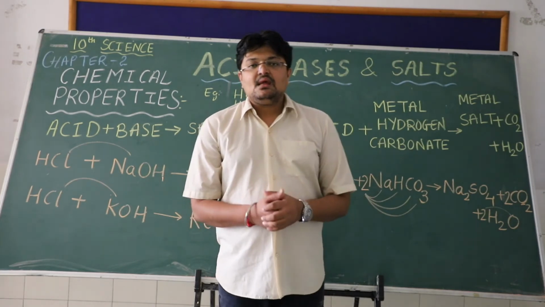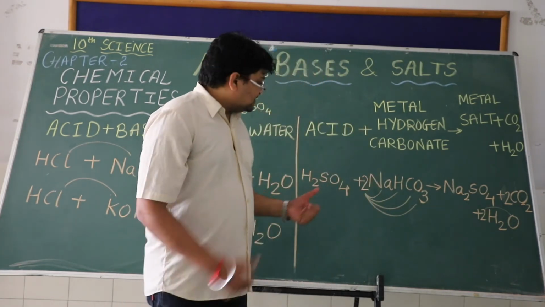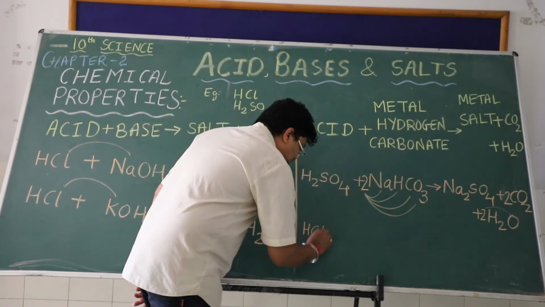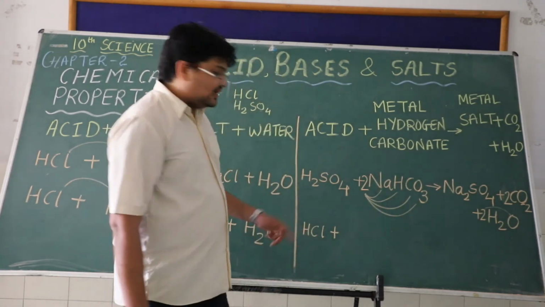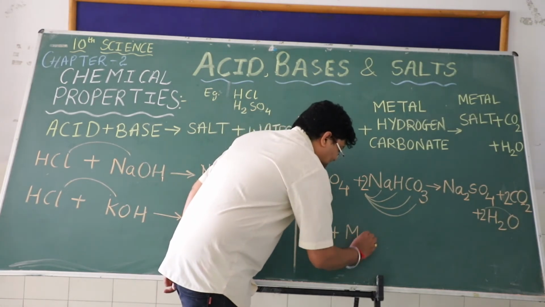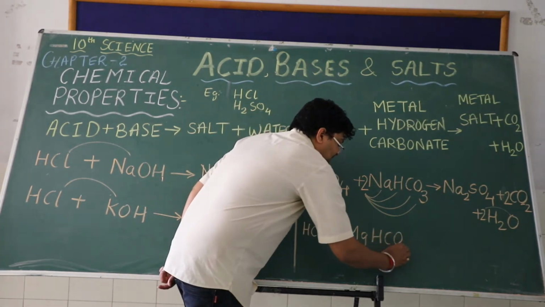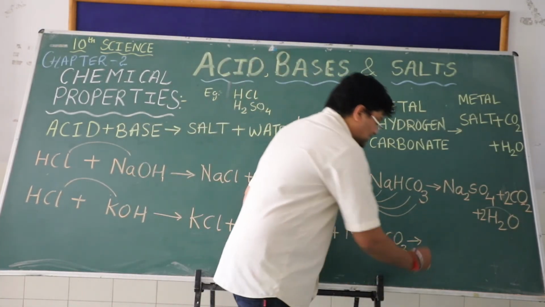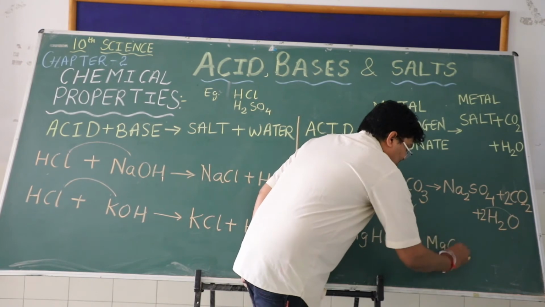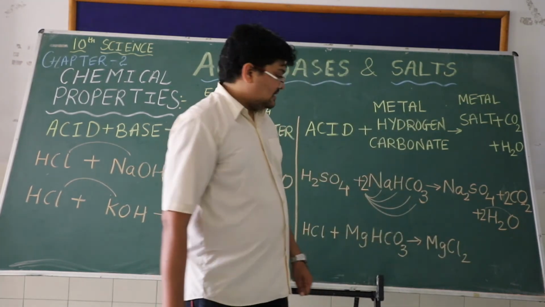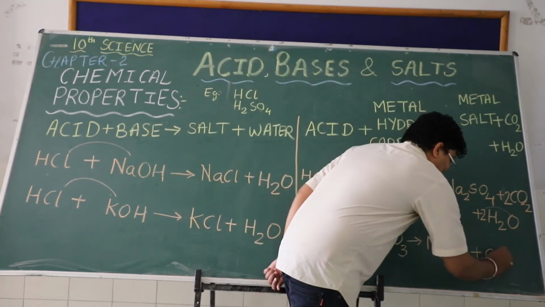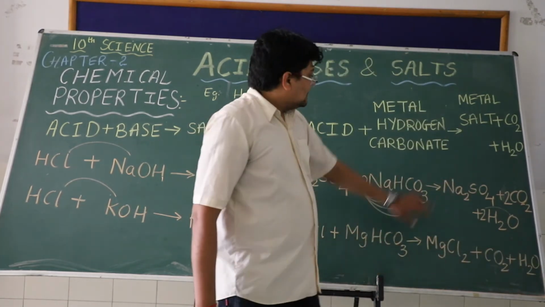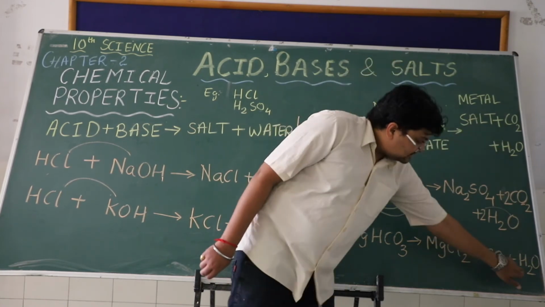Students, we can take one more example over here for our simplicity. I am going to take HCl and react it with magnesium hydrogen carbonate, Mg(HCO3)2, and we will form the salt. What will be the salt over here? Magnesium will go with chlorine to form magnesium chloride. Then CO2 will be released as per our general reaction and H2O will also be released.